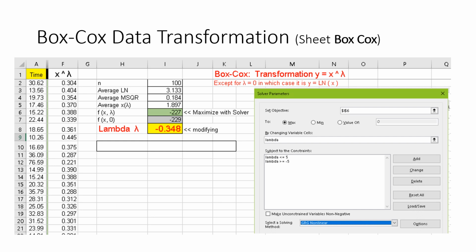Calculate lambda in cell I8 by maximizing cell I6. The restrictions are lambda greater than or equal to -5 and also smaller than or equal to 5. The resulting value is lambda equals -0.3048. In column F, we obtain the transformed data.